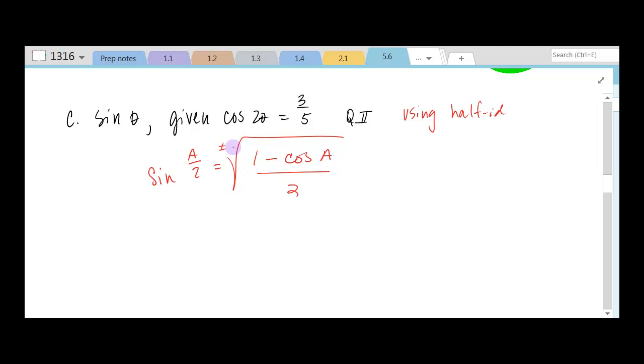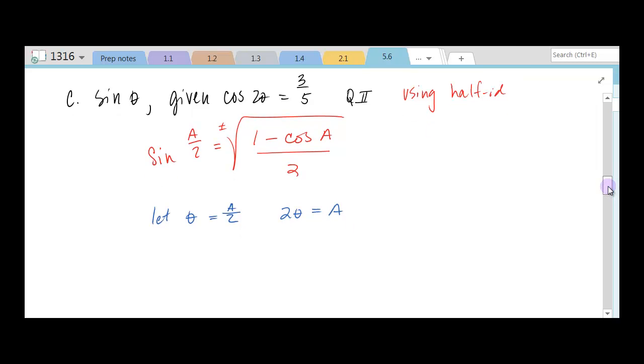Now, let's let theta be equal to a over 2. So if theta is a over 2, then 2 theta has to be a. So if I let theta be my half angle, then 2 theta is just the angle. And the reason I needed to do that is because my formula here is written in half angles and angles, but I'm given a double angle. So somehow I have to be able to connect all of these angles together.